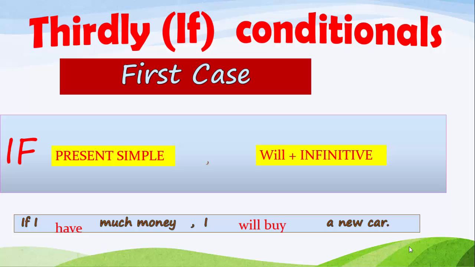When you look at the example, you can see that the verb is in the present simple, so the result also with will plus the infinitive. If I have much money, I'll buy a new car. Let's see the second conditional. And do we have any difference between the first and the second? We will see.